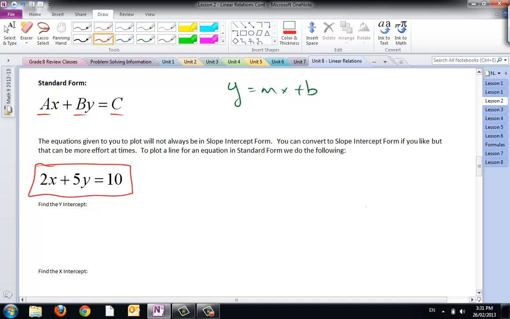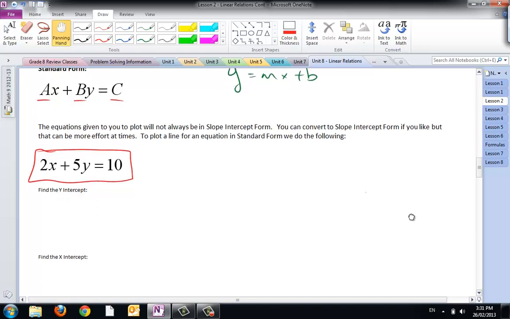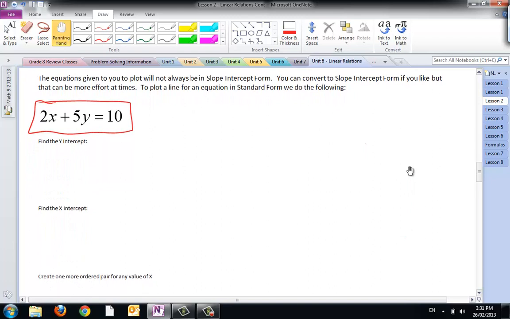Now remember the unit that we had where we converted formulas around to solve for different variables? I could convert this into slope-intercept form if I wanted to, and then I could plot the equation the same way we did in the last lesson. But if we don't want to bother, or if it looks too complicated, we can plot a line written in standard form. And to do that, I'm going to do a couple of things.